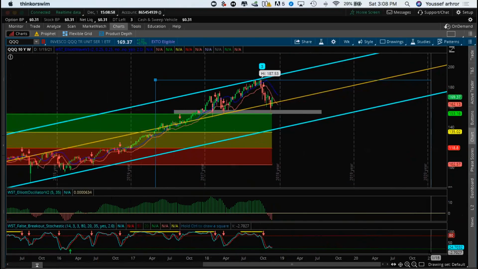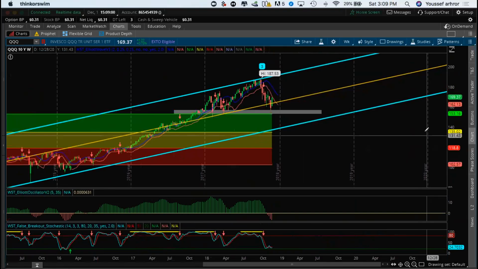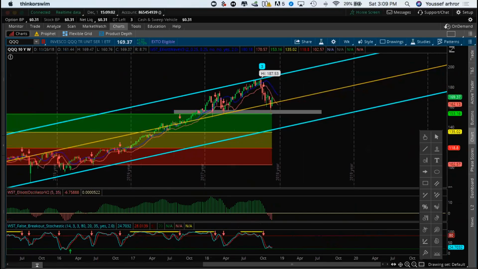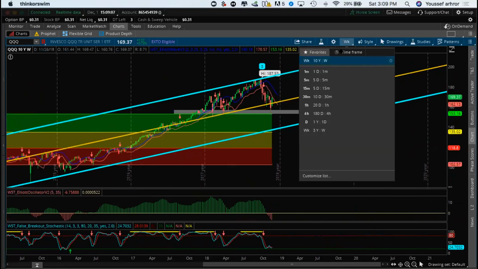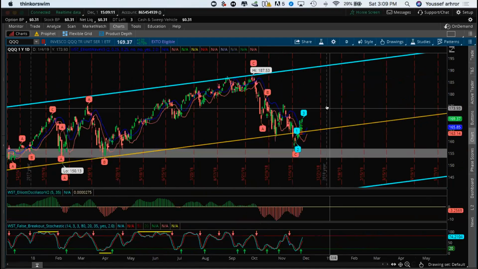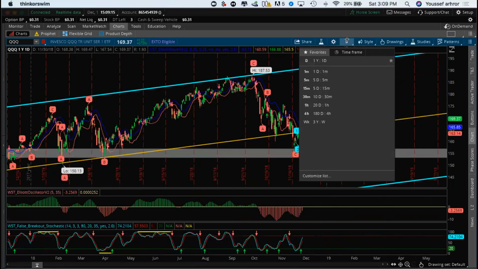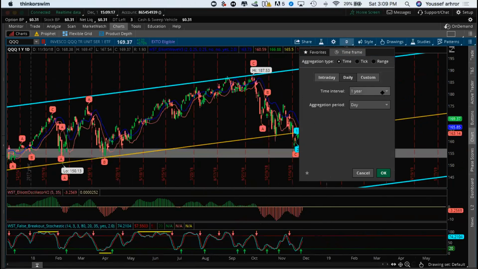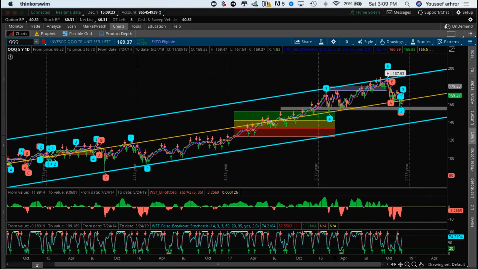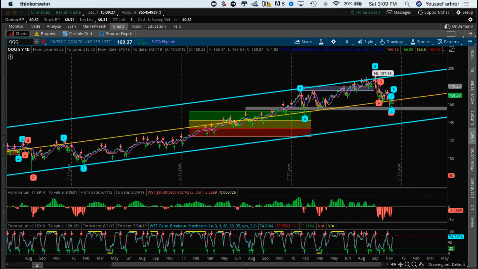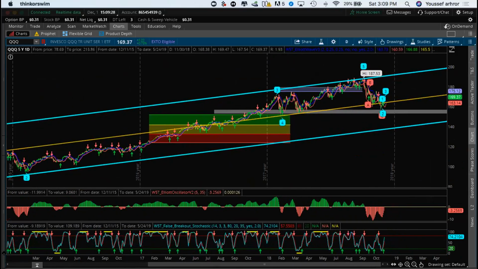Actually, I'm thinking about buying that next week, because I think we're going to have a year-end 5 to 8% run. Okay, so I'm going to go down to the daily now. We'll just increase that to 5 years. So the center line is almost like your daily channel it's breaking out of.